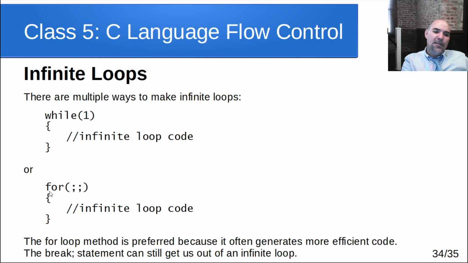Or the preferred way to do it is to use a for loop with nothing between the semicolons. The reason the for loop method is preferred is that with the while, that 1 has to get fetched from memory into the processor to do the comparison. But the for loop defaults to repeating over and over without having to load an extra piece of data into the processor. So this can generate slightly more efficient code on some compilers. A lot of compilers will detect that this is an infinite loop and replace it with the equivalent using the optimizer, but this is considered better practice for infinite loops.